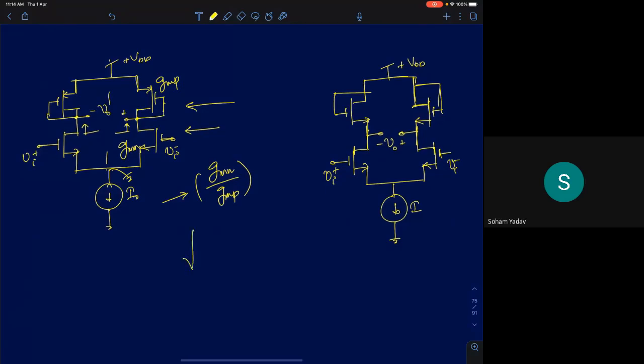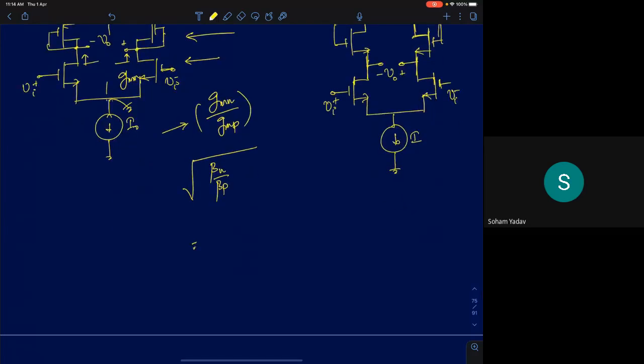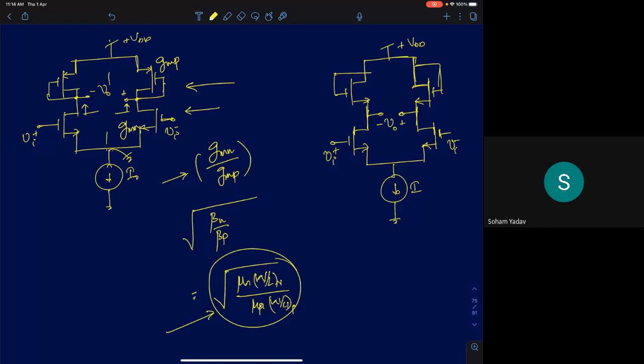So what does it depend upon? It depends upon the ratio of, you can substitute beta n by beta p. So it depends upon beta n upon beta p. So beta n is mu n Cox W by L. So you get mu n W by L NMOS by mu p W by L PMOS. So we get a ratio of mobilities and W by L ratios here. Okay, so it definitely helps you in getting a constant gain.